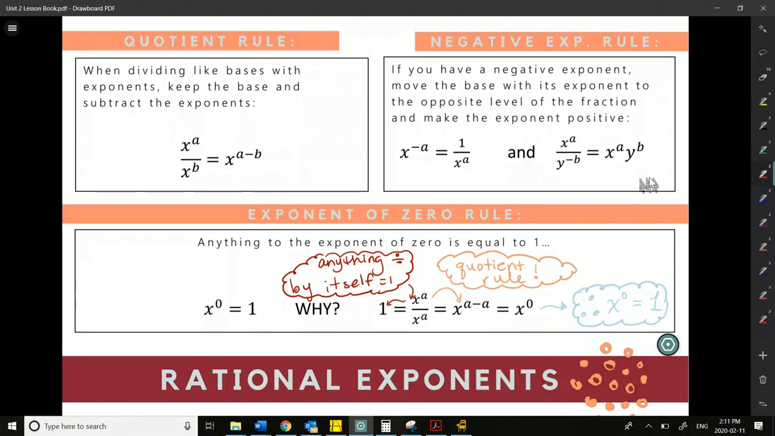And that's because there's two ways that we can kind of prove this. If we have x divided by x, both to the exponent a, on the one hand, anything divided by itself is equal to 1. On the other hand, we can apply the quotient rule, which says keep the base and subtract the exponents, which means we get x to the 0. So x to the 0 must equal 1. We've proven this kind of two ways.